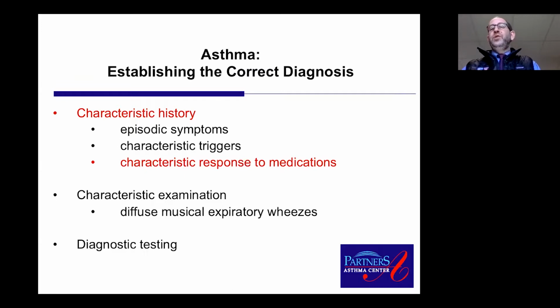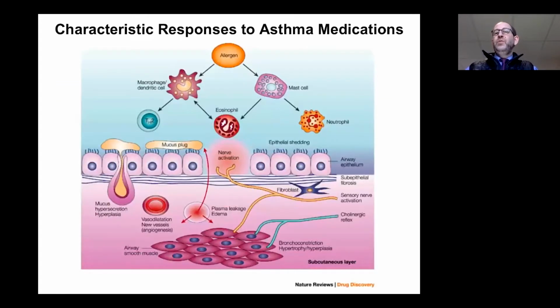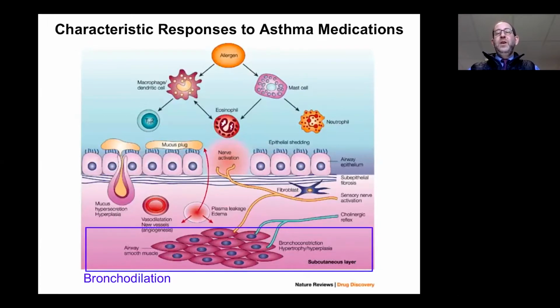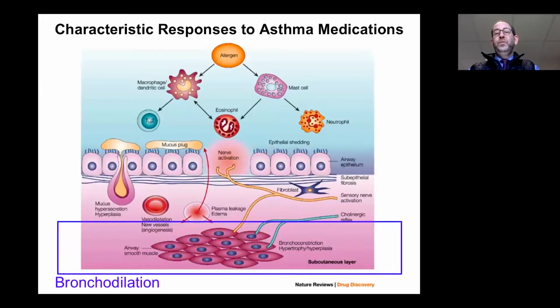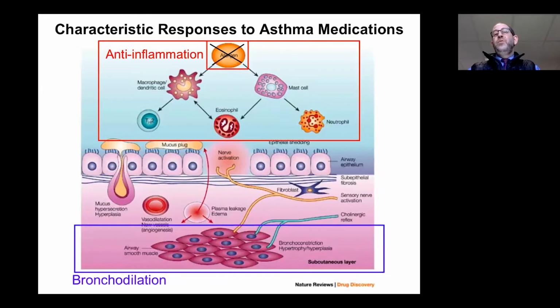What about the characteristic response to medications? Sometimes the easiest thing to do is to try a medication and see if it makes people better. The characteristic responses to asthma medicines might be bronchodilation, so dilation of that smooth muscle, and then also through allergen avoidance or using an anti-inflammatory medicine like corticosteroids, a decrease in asthma symptoms.